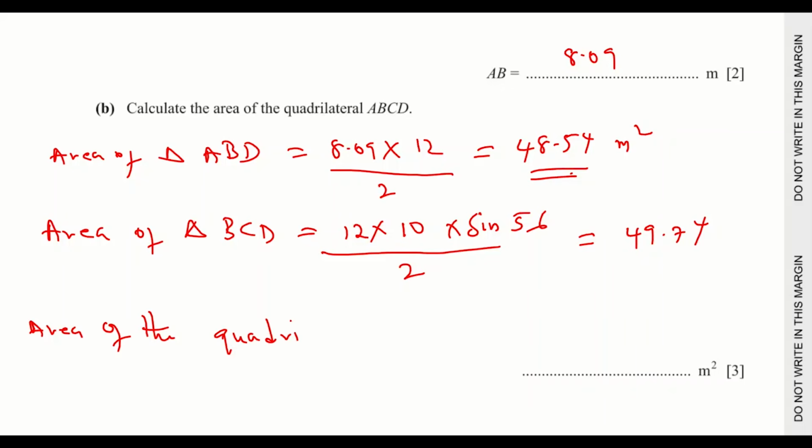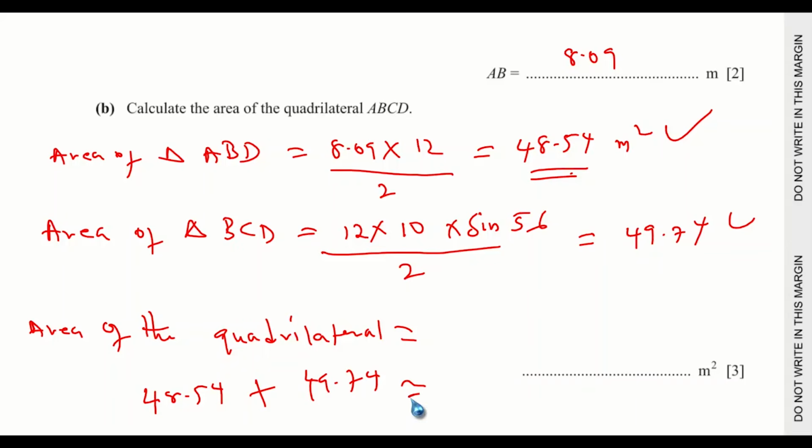So the area of the quadrilateral will be equal to the sum of the two answers, the area of triangle ABD plus the area of triangle BCD. This will give us 48.54 squared meters plus 49.74 squared meters, and that will be approximately 98.3 to 3 significant figures. So 98.3.